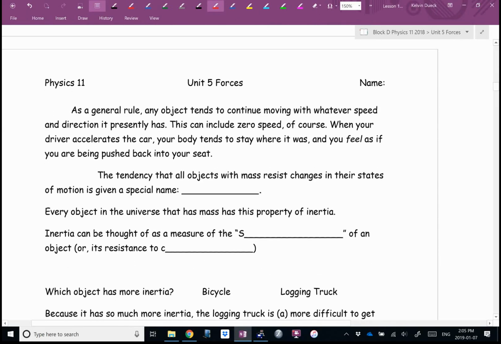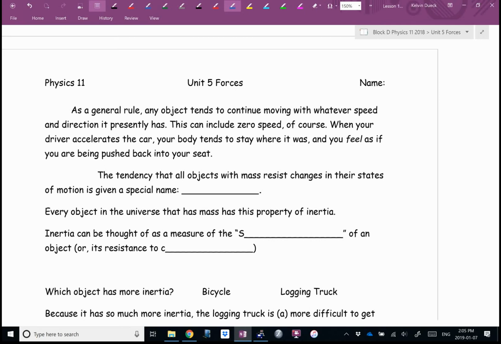As a general rule, next page, any object tends to continue moving with whatever speed and direction it presently has. This can include zero speed, of course. So at rest is speed.